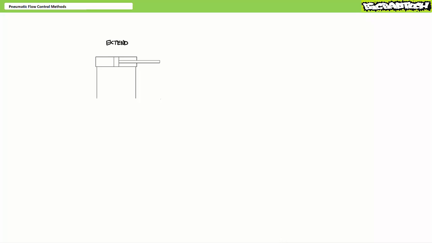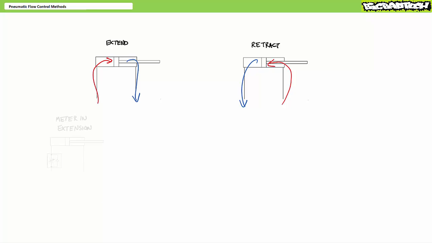Extension is two simultaneous actions and necessitates two ports for a double-acting cylinder. 1. Pressurized flow must enter and fill the cap end. And 2. The rod end must be exhausted to the environment. Similarly, retraction is two simultaneous actions and necessitates two ports for a double-acting cylinder. 1. Pressurized flow must enter and fill the rod end, and 2. The cap end must be exhausted to the environment. This allows us two opportunities to control extension and two opportunities to control retraction.